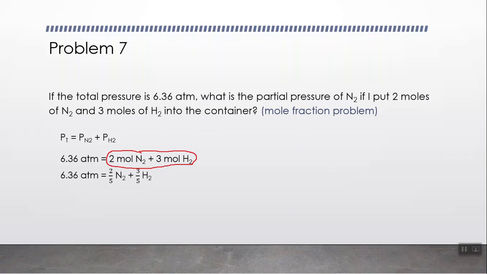This is really similar to the problem that we just looked at, problem number 6. We want to know the pressure of nitrogen. So we have the total pressure, 6.36, and we're going to multiply that by 2/5. That's it. And you get the pressure of nitrogen, and that is 2.54 atmospheres. And those are all the gas laws that you need to know for this class.